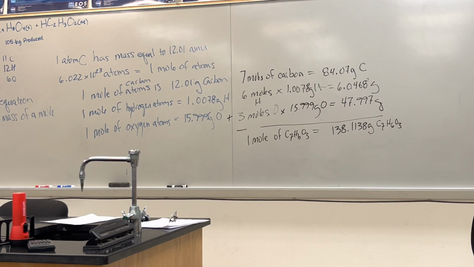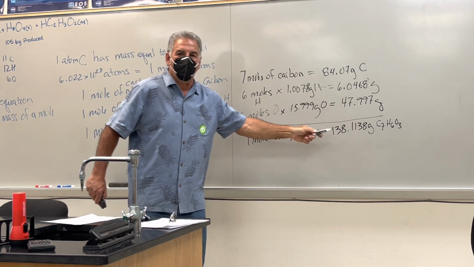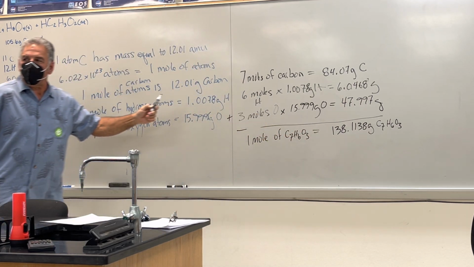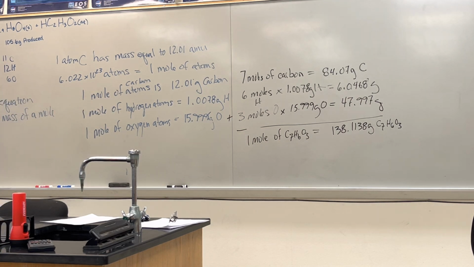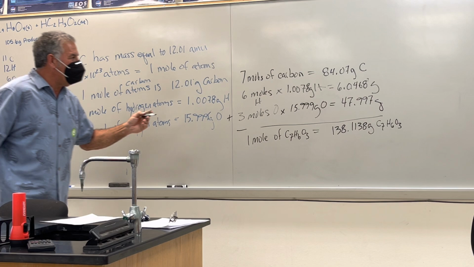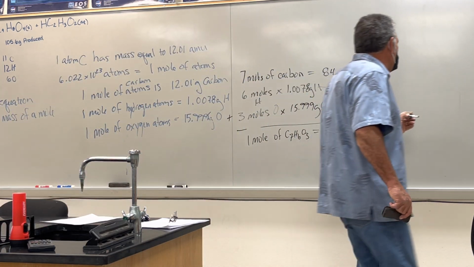So that's 1 mole of this. So for 1 mole of this, it would be 138.1138 grams. How much do we have? 104.8. Is that a mole? No, it's not enough. It's less than a mole. But I thought we went 1 mole to 1 mole. Well, we do. But we can also go parts of a mole to parts of a mole.